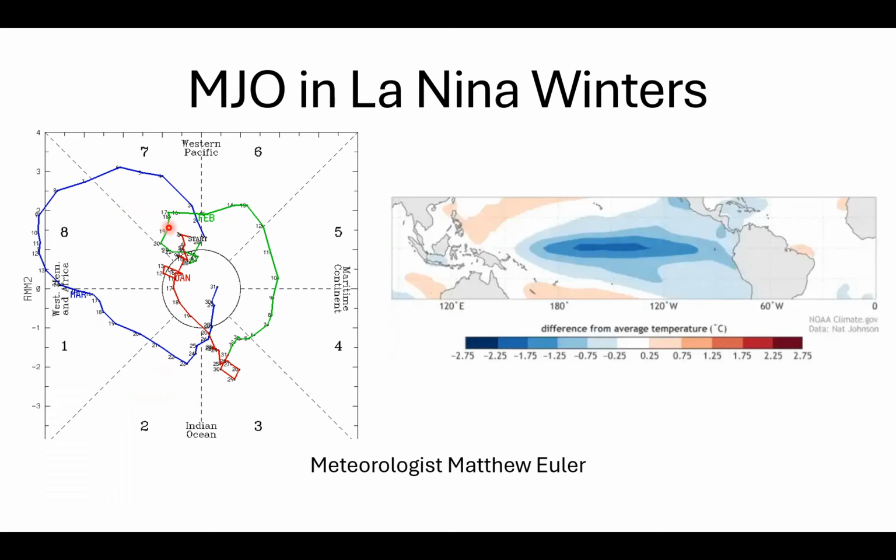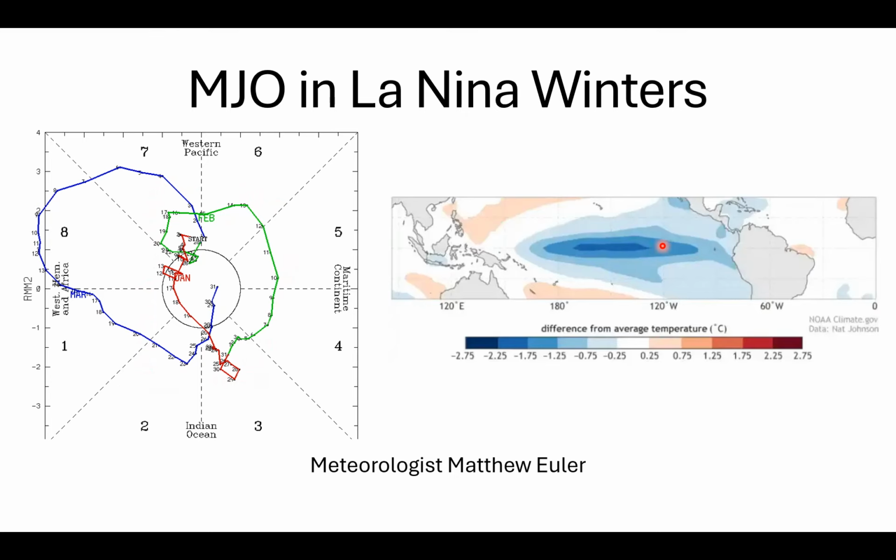The first graphic here on the left is an actual example of the MJO and how these different lines represent how the MJO changes and kind of goes in and out of these various MJO phases. I will break this diagram down here shortly when we talk about the MJO.